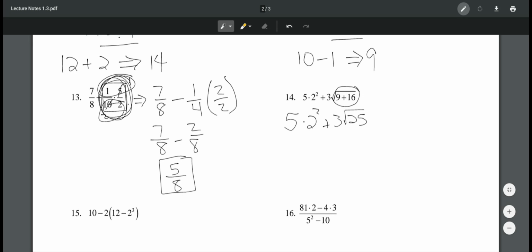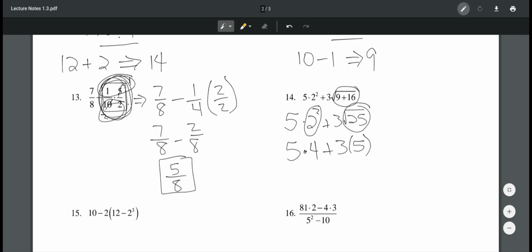So I had a radical that was considered a big group. Now I still have a radical, but the second radical goes with what they're talking about in step 2. In step 2, they ask you to get rid of exponents, absolute values, and radicals. So we're going to get rid of 2 squared. So that's 5 times 4. And we're also going to get rid of the radical, and that would be plus 3 times 5.